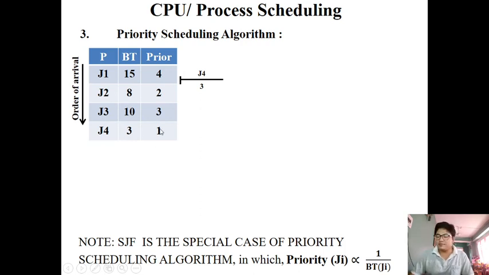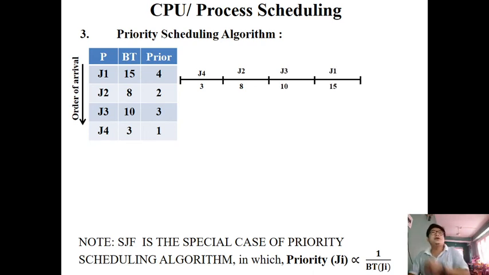With a burst time of 3, J4 will execute for 3 units, followed by J2. Why will J2 execute after J4? Because J2 is in the next hierarchy from the priority level point of view. I'm giving the example from the non-preemptive category of the priority scheduling algorithm. So this is how it will work. J4, J2, J3 and J1 is the sequence of jobs that will be executed considering the priority.